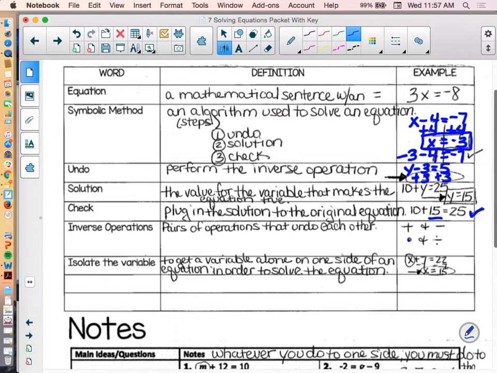And isolate the variable. This is what you're going to use with the more complex equations and even the simpler ones. You have to get the variable alone on one side of an equation in order to solve that equation. So for example, x plus 7, x is not alone, so we have to get rid of the plus 7. And we do that by subtracting 7 from both sides.